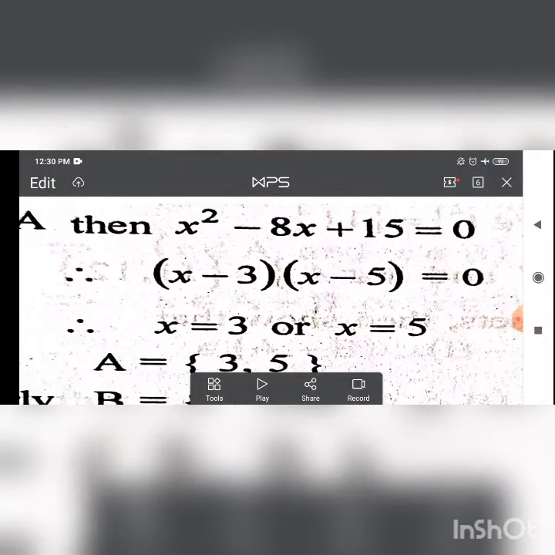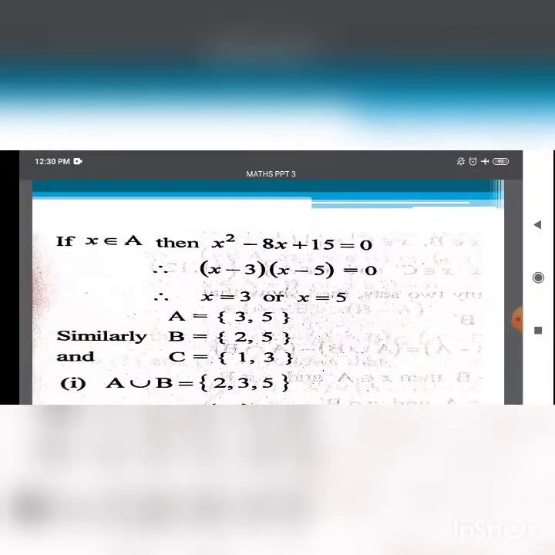By solving this quadratic equation, x minus 3 and x minus 5. So what we get? x minus 3 into x minus 5 equals to 0. So x equals to 3 or x equals to 5. Okay. So we get set A here, A equals to 3 and 5. Similarly, we have to find set B and C. So what we get? B equals to 2, 5, C equals to 1 and 3.